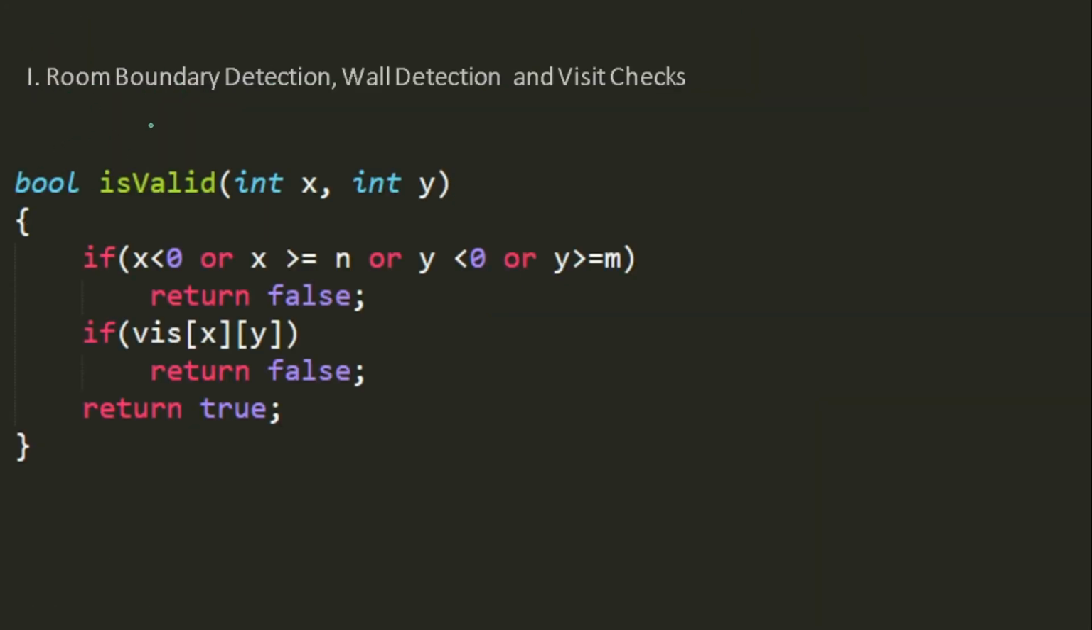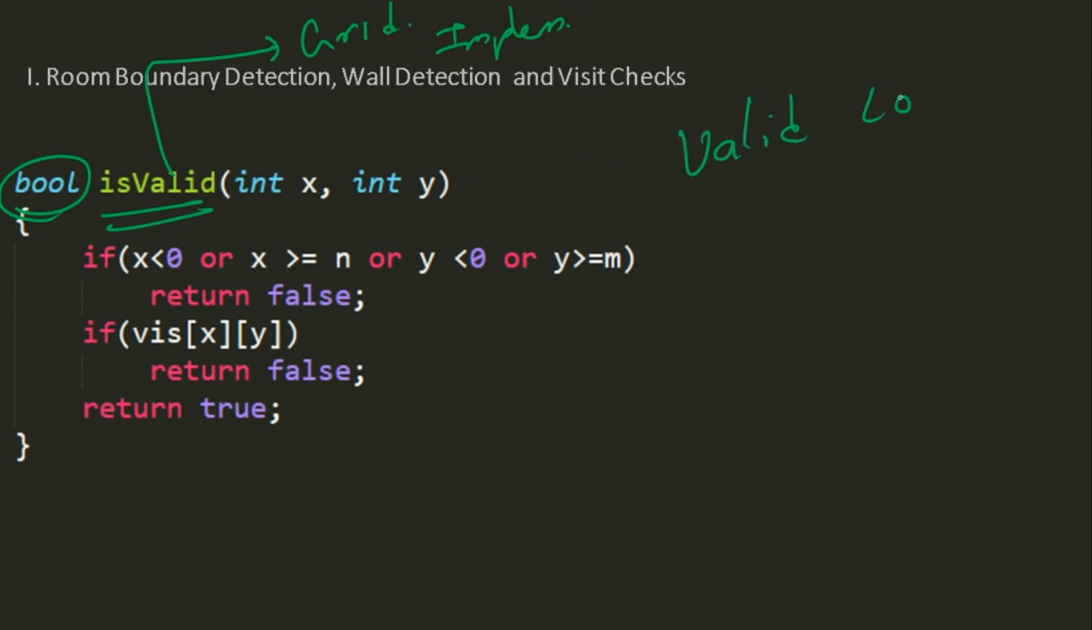So this Boolean function we have right here is isValid. This is also a very standard grid implementation. It will be used in a lot of grid problems. It will essentially tell you whether a location is valid or invalid. What is a valid location? It is a location which is a valid destination.